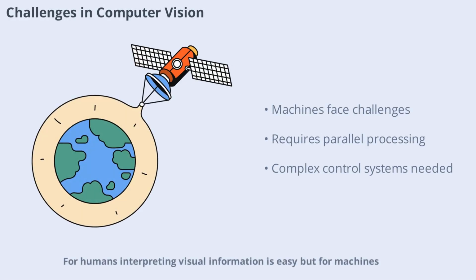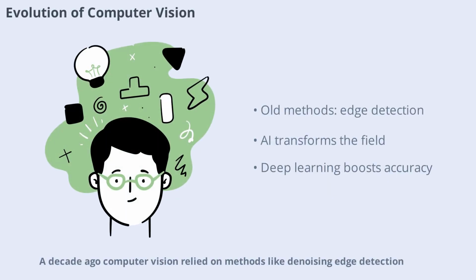For humans, interpreting visual information is easy, but for machines, it's a challenge. Machines require powerful parallel processing and complex control systems to handle large amounts of visual data. This makes computer vision both a demanding and rewarding field as it pushes the boundaries of what machines can achieve. A decade ago, computer vision relied on methods like denoising, edge detection, and texture analysis, without machine learning. Today, AI and machine learning have transformed the field.